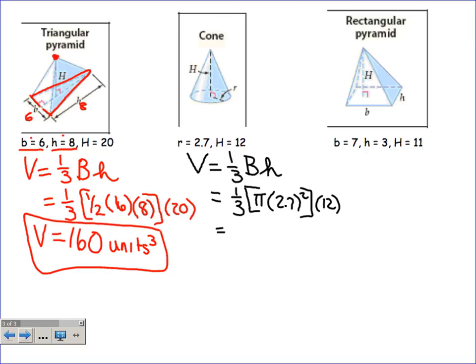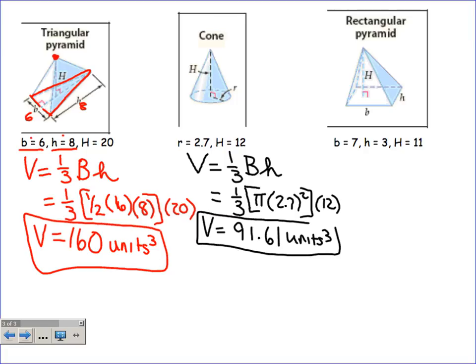Andrew, what do you have as an answer? 91.6. Oh, okay, hold on. I misheard it. 91.6. Okay. 91.61 cubic units again? This is good. Okay, I can handle this. This is all right.